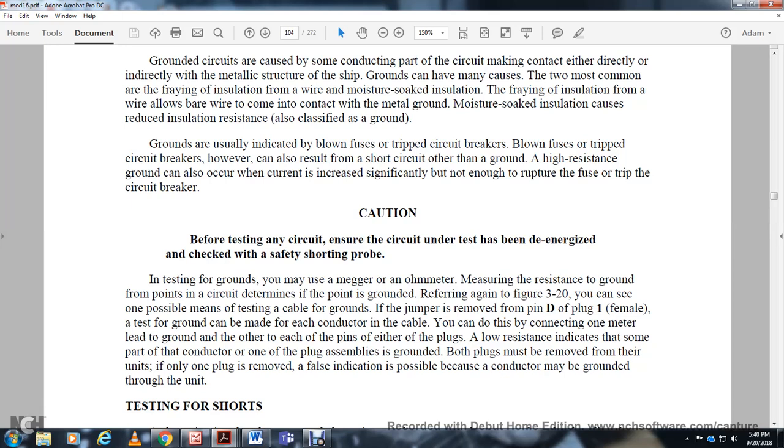Use a megger or an ammeter with the measuring of the resistance of the ground with the point of the circuit to determine the resistance of the point of the ground, referring the AGM to the rear figure 320. You can see the only possible testing capable of the ground.